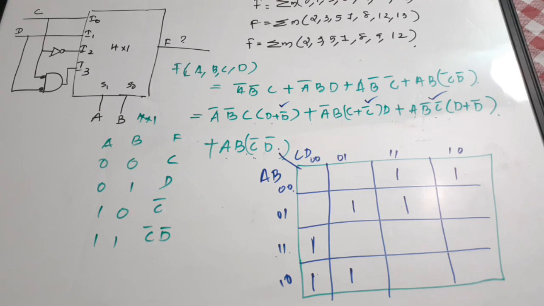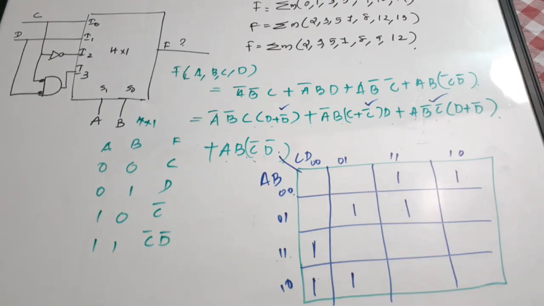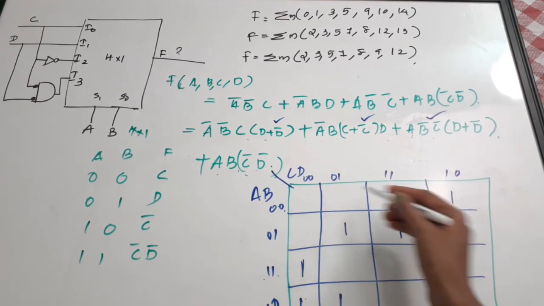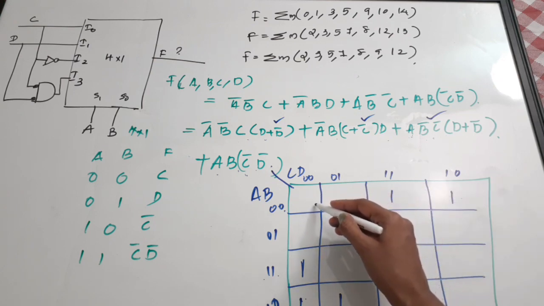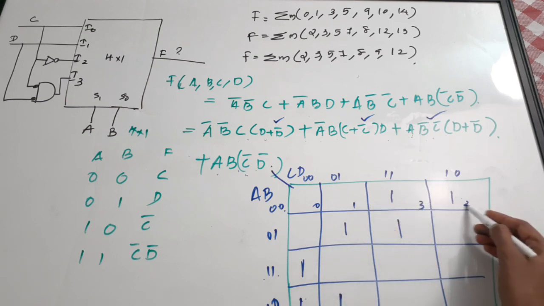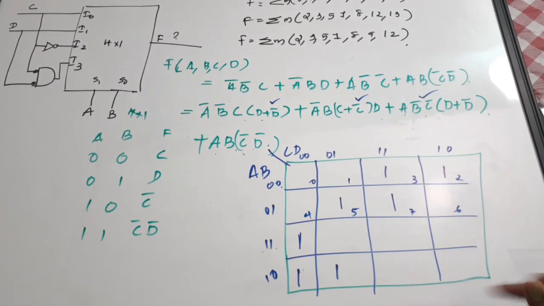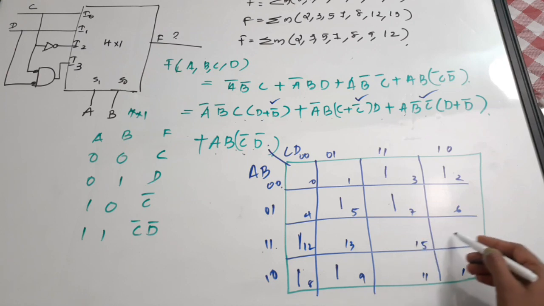Now we don't need min terms, we need the positions, right? If you see the options, you can see the positions of min terms are being asked. The question is in which positions on the K-map the min terms are present. So we'll put the position values for all these columns: 0, 1, 3, 2, 4, 5, 7, 6, then 8, 9, 11, 10, 12, 13, 15 and 14.